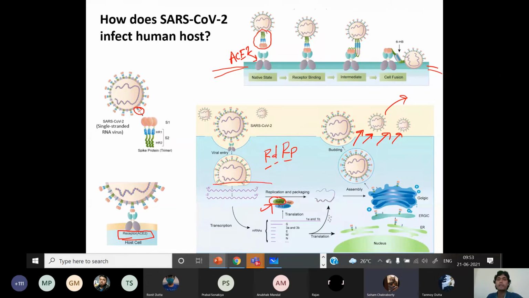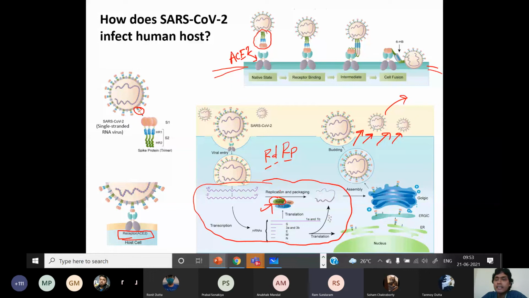Okay. Sir, how does the virus get through the cell membrane after binding the receptor? Yeah, good question. I believe you are asking because they don't have an envelope. I said that with an envelope they get fused.